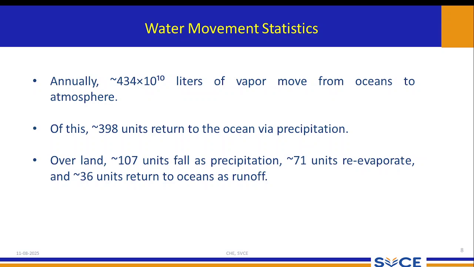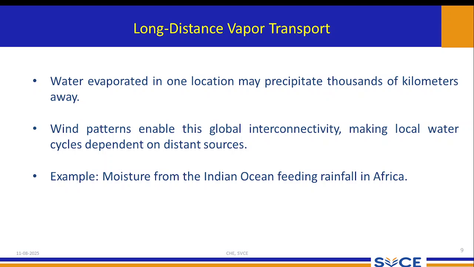So they have used a literature review of water movement statistics and long-distance vapor transport. Water evaporated in one location may precipitate thousands of kilometers away. Wind patterns enable this global interconnectivity, making the local water cycle dependent on distant sources. Example: moisture from the Indian Ocean feeding rainfall in Africa.